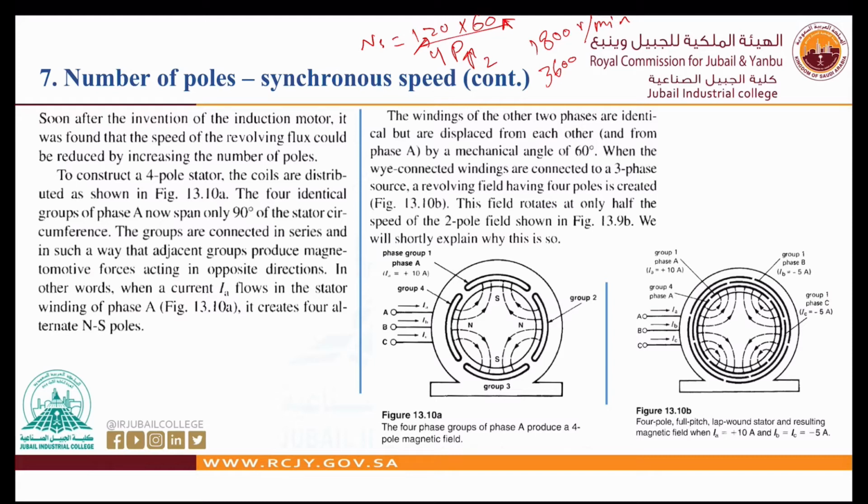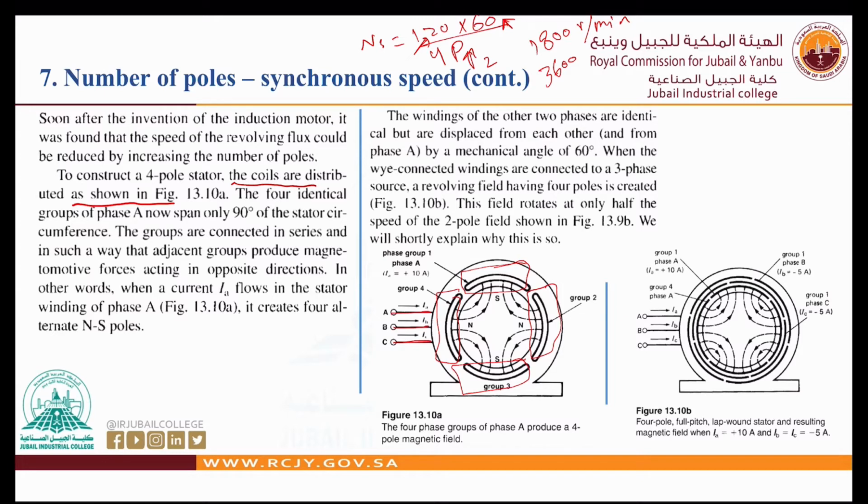So to construct a 4-pole stator, the coils are distributed as shown in the figure. As you can see here, we have 4 poles. This is pole number 1, and this is group number 2, which is pole number 2. This is pole number 3, and this is pole number 4, and this is the three phase system as we explained, right?